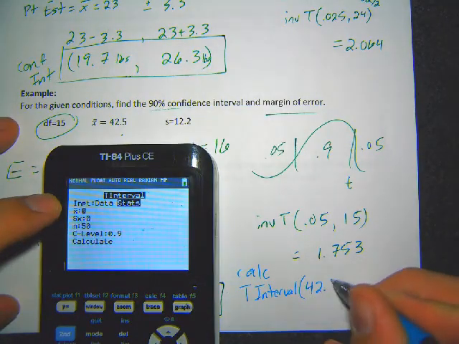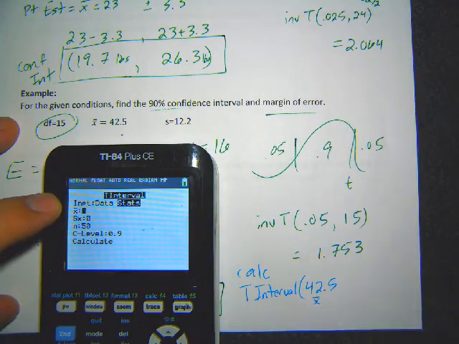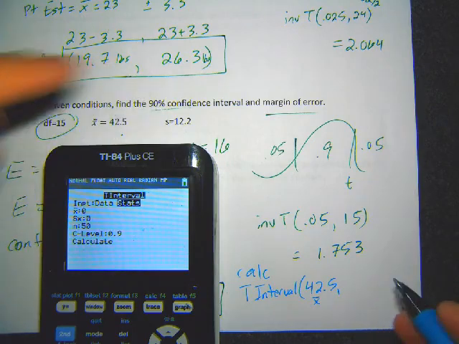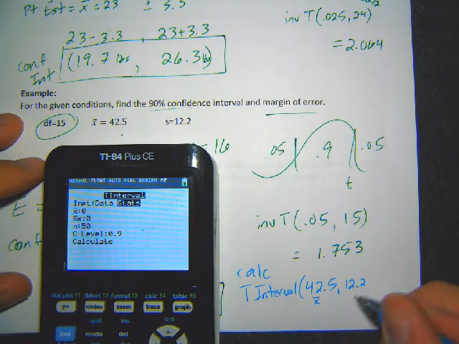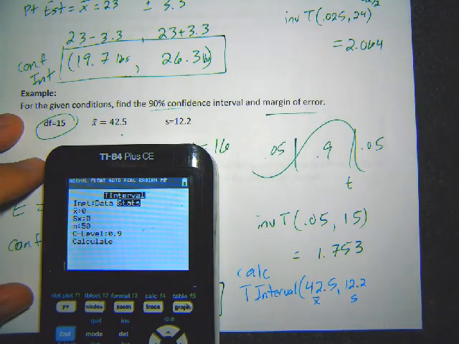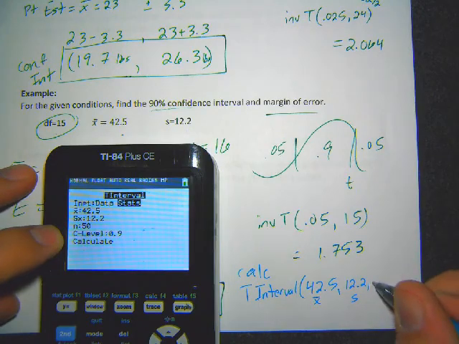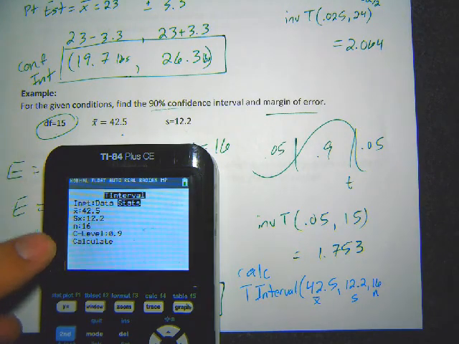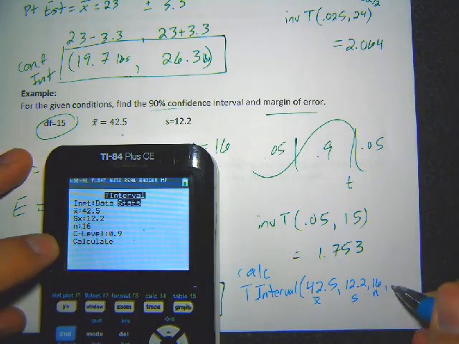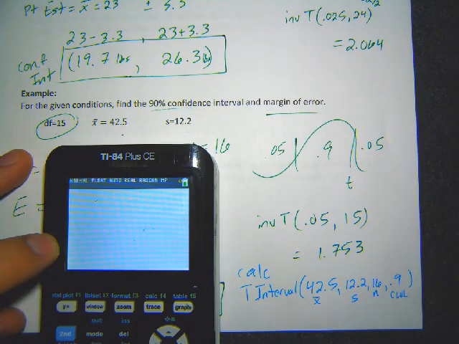So we put x bar first. And the standard deviation, which is 12.2. That's your sample standard deviation. So 42.5, 12.2. The n, which is your sample size. So in this case, it was 16. So put n as 16. And then the confidence level. So this would be 0.9. And that's the C level. And that will give us our t interval.